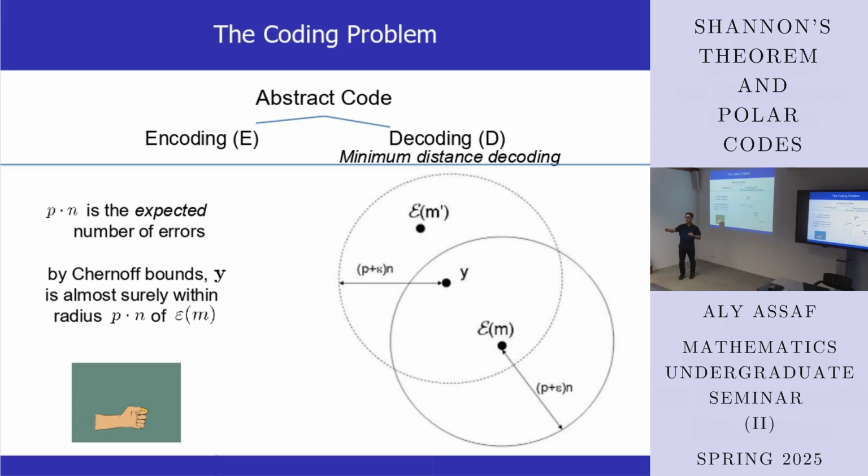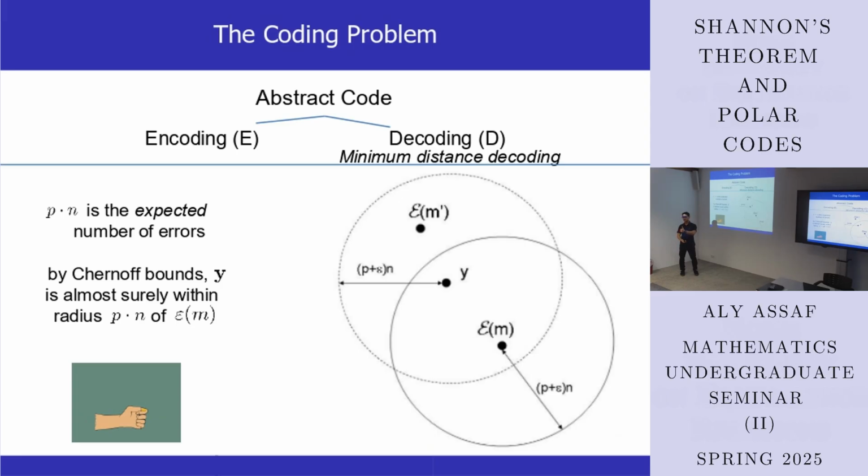Yeah, I just had a small question. So how are you measuring the distance between E of M and Y? This is just the distance. Remember the definition for Hamming distance that we gave previously? Ah, yeah, it's the number of differences between the bits. So you start with the encoded message, and then there are some differences.